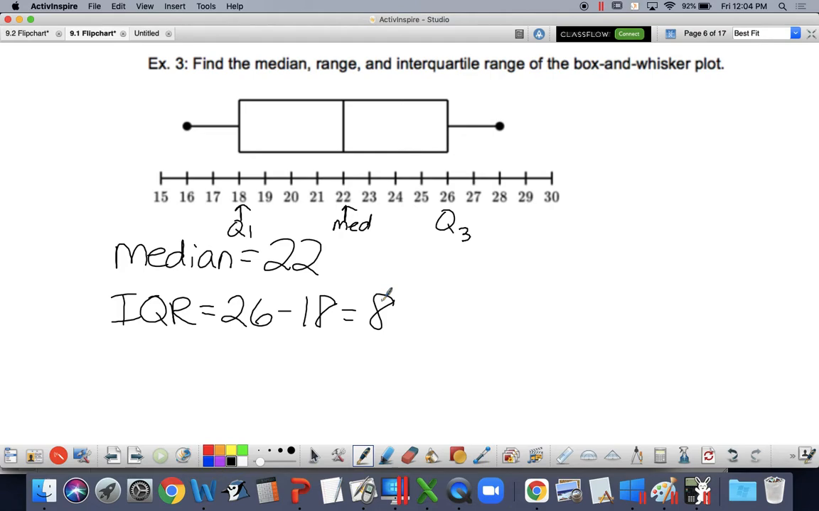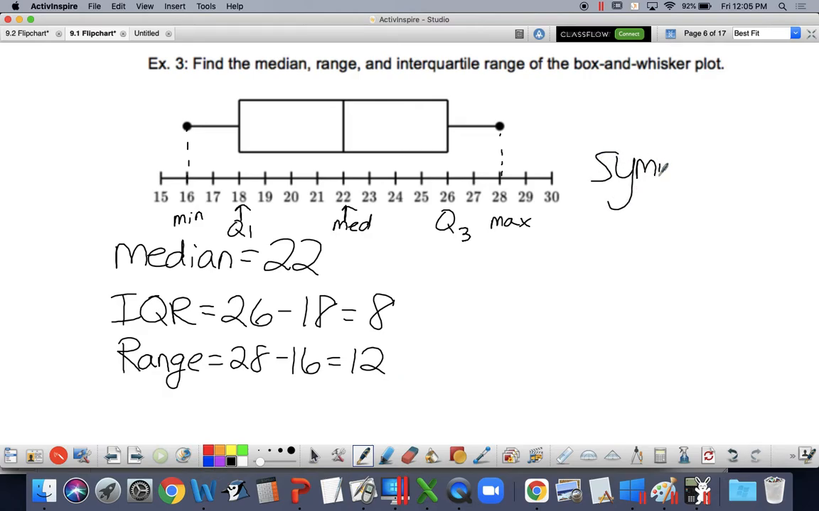And then my full range, 16 represents my minimum, 28 represents my maximum. So what is the range? 12. Yep. Now looking at this data, are my whiskers the same size? Yes. Is my box the same size on left and right? Yep. This is what we would call symmetric data. It's nice and even and looks great, right? It's a normal data set probably.